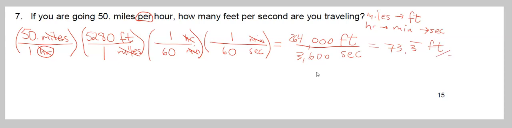But then for sig figs, I would need to keep just 2. This decimal point after the 0 reminds me that the 0 in this case is supposed to count as a sig fig. So then I'm just going to round it to 73 feet per second. Okay, done.